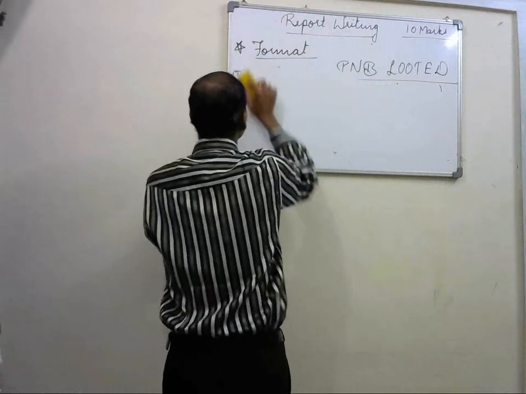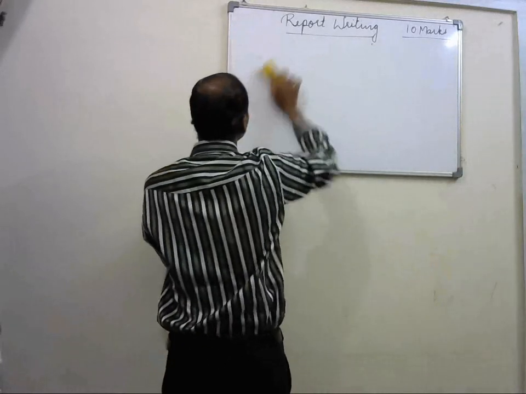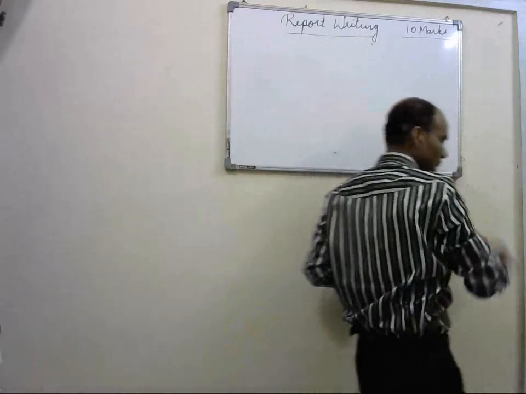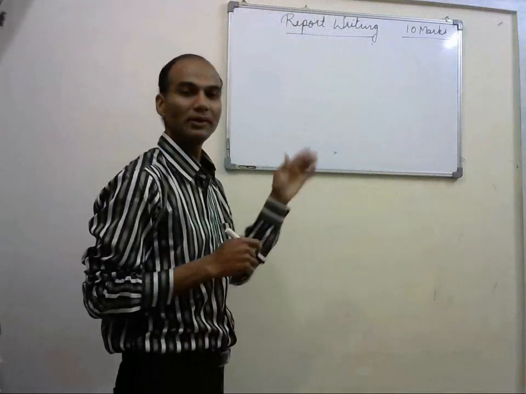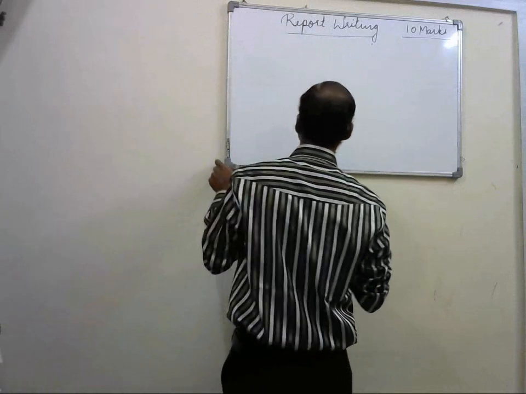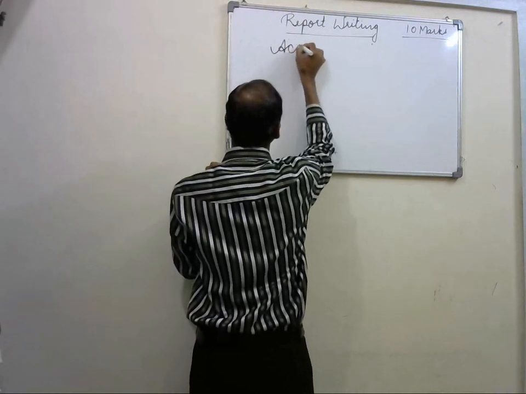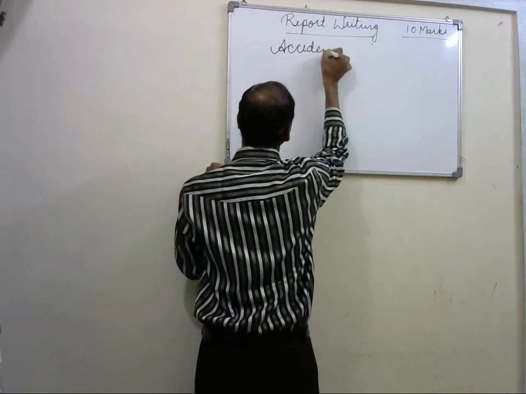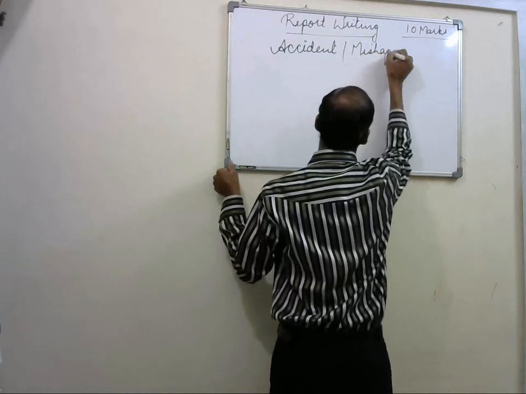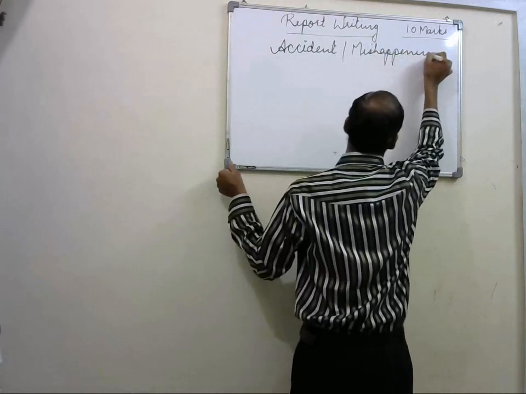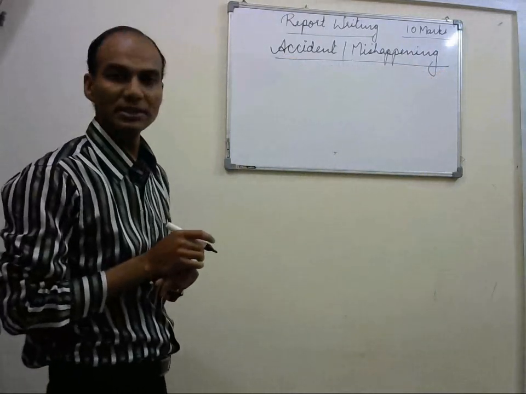Now what things must be included in the report, how to include all the relevant points in the report, that is what we are now going to discuss. For example, if the report is related to some accident or some mishappening, so what can be written in such a case?